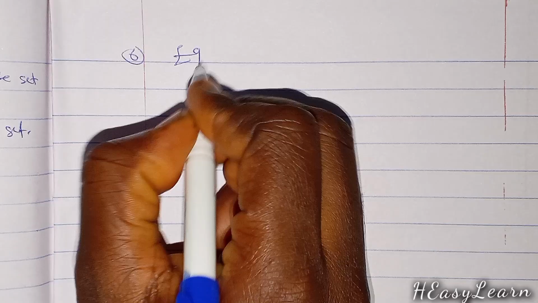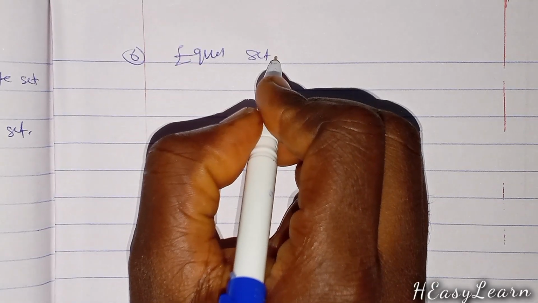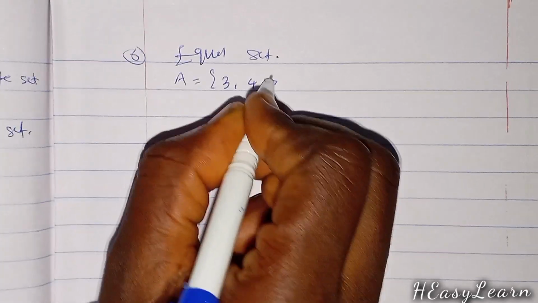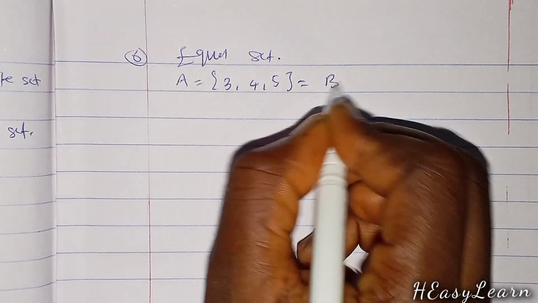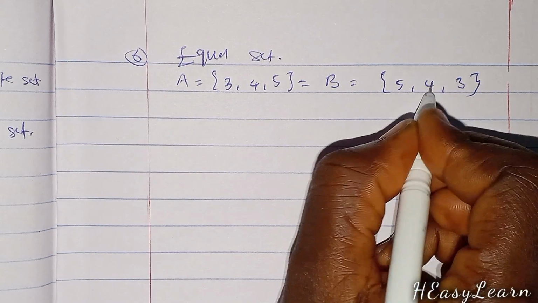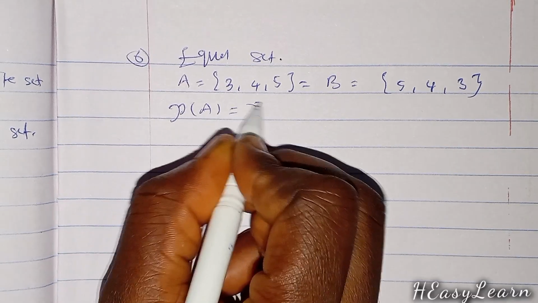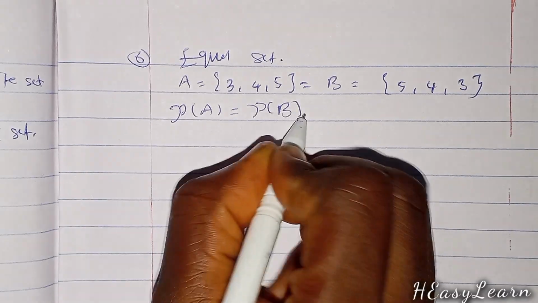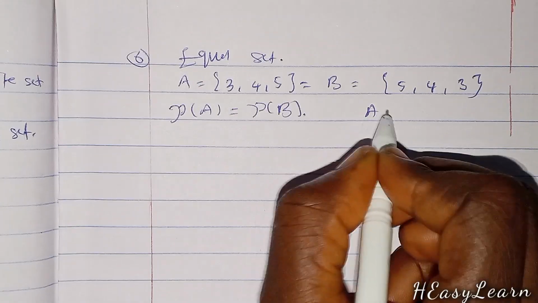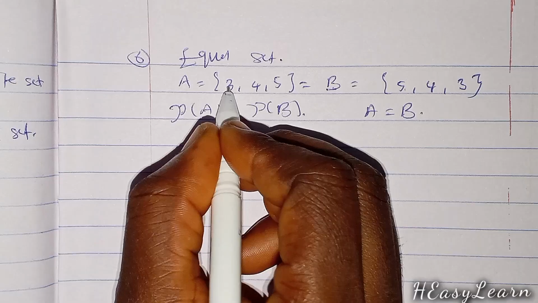We have what is called the equal set. Two sets are equal if and only if they have the same elements. Order does not matter. Two sets are equal if they have the same elements. Order does not matter. The power set of A is equal to the power set of B. Then we say A equals B if and only if they have the same elements.